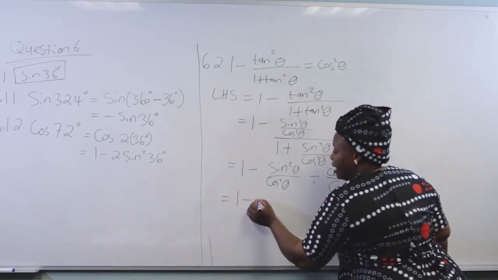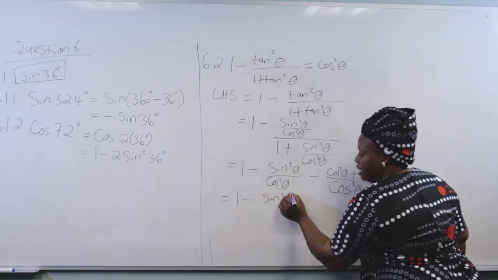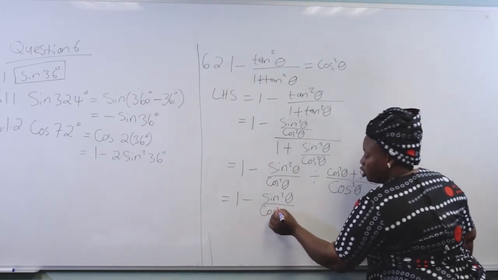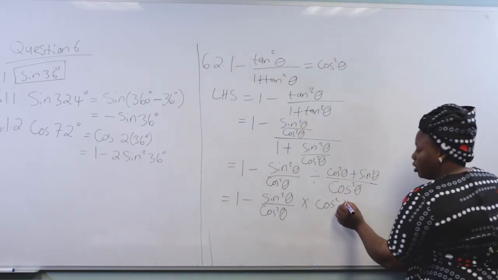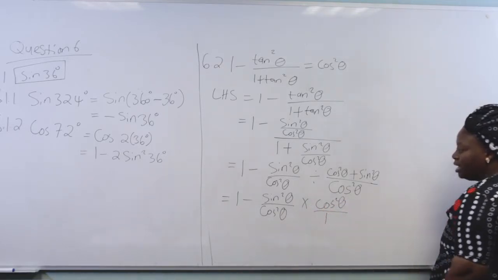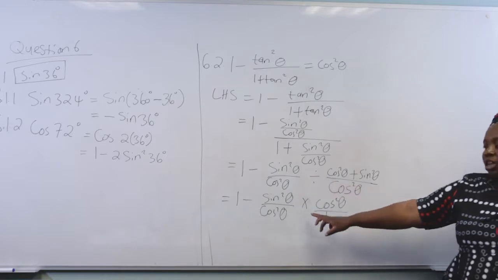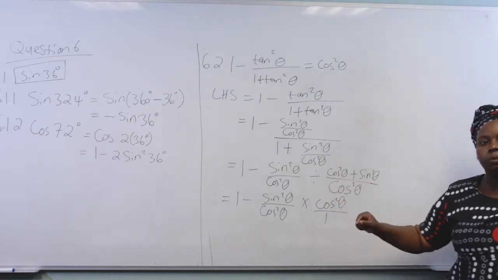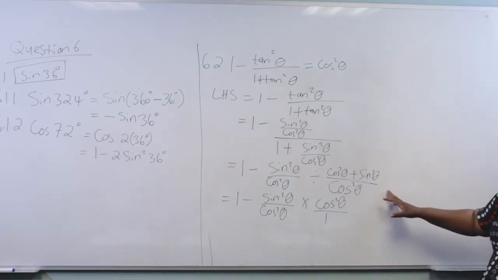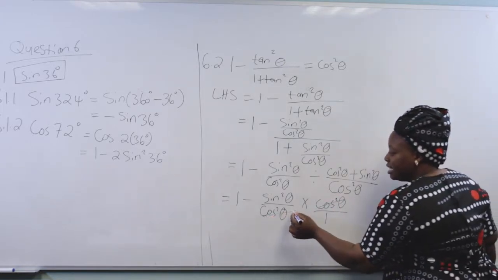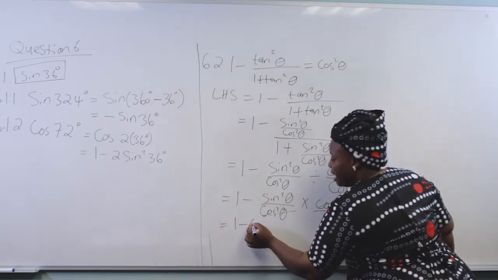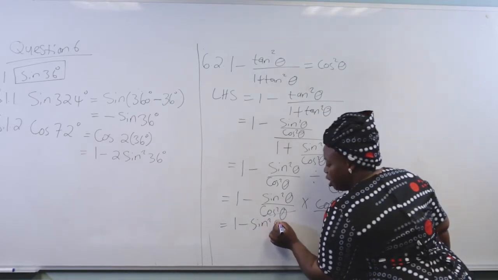So this is 1 minus sine squared theta divided by cos squared theta multiplied by cos squared theta divided by 1. Because when we change the division, we flip and then we multiply the right-hand side of the expression. So this is what we have. These two are the same, so they can cancel. We'll remain with 1 minus sine squared of theta.